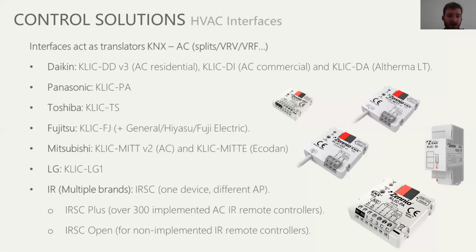We've also got an interface for LG. And again, you can see how the names refer to what device we are compatible with. Click DD would be Daikin domestic, Daikin industrial or commercial, that's just how it's referred to in Daikin. Click PA, Panasonic; click TS, Toshiba; click FJ, Fujitsu; click MIT, Mitsubishi; click LG, LG.